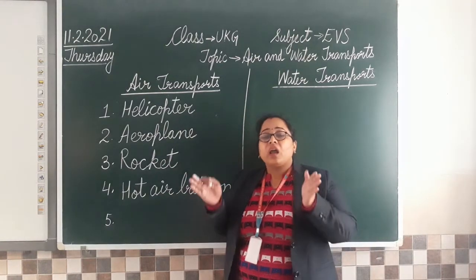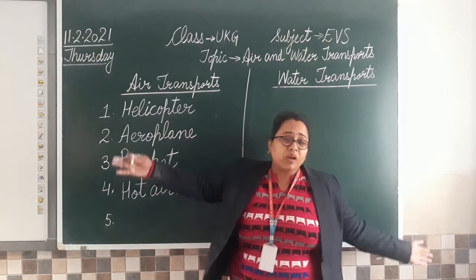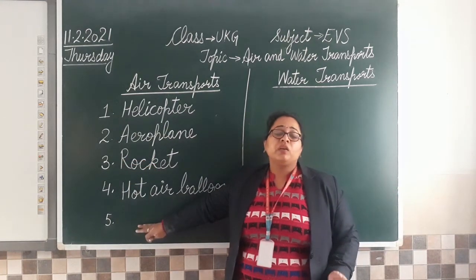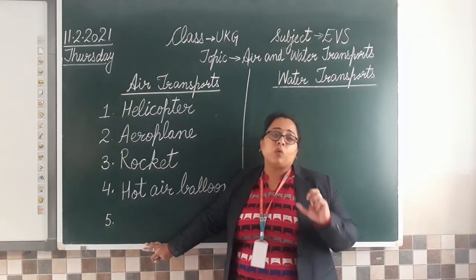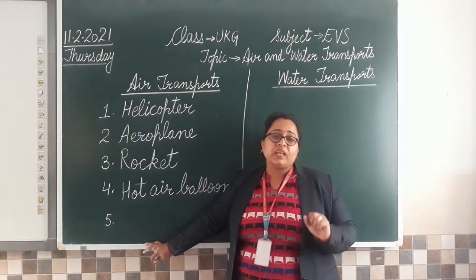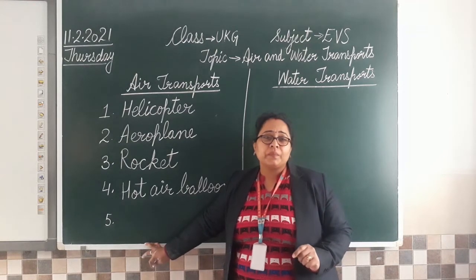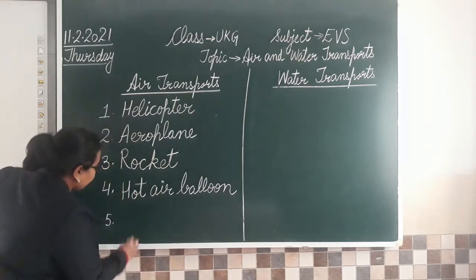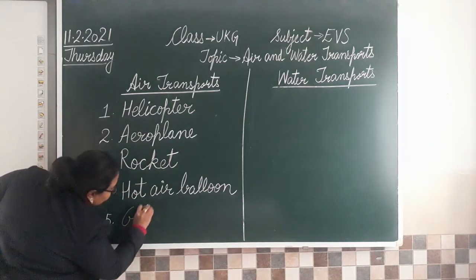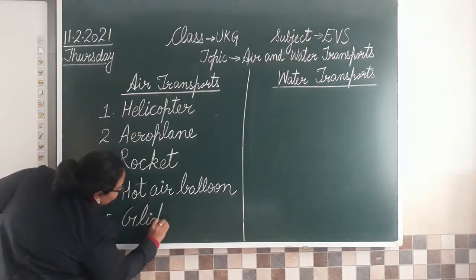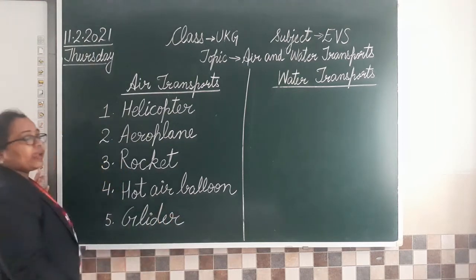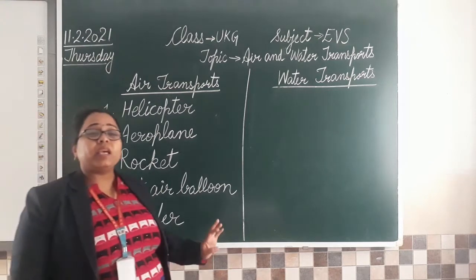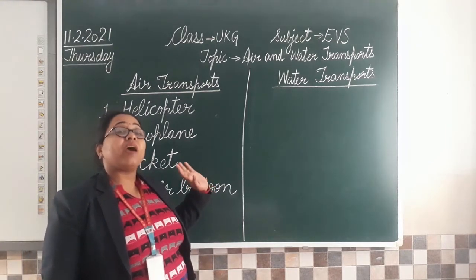Now the next one we have is something that looks like an aeroplane, but the people sitting in this are less in number. In an aeroplane many can sit, but when we are talking about this particular vehicle, fewer people sit. Yes, can anyone tell me what is that? It's a glider. So we will write that here. G-L-I-D-E-R, glider.